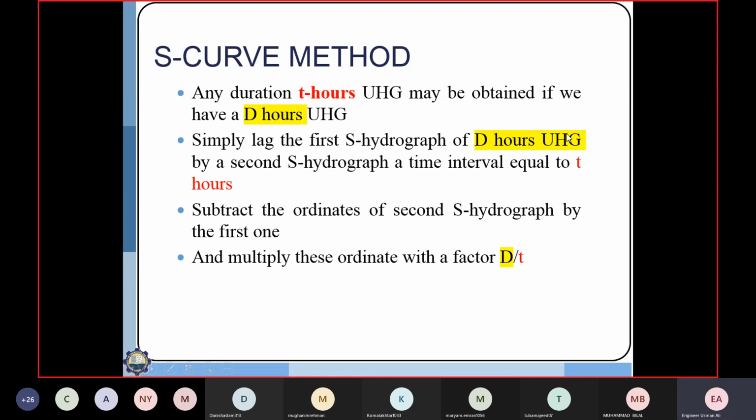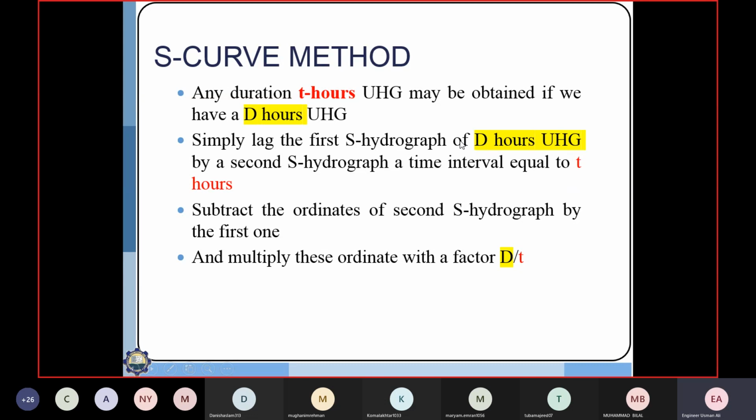So what you have to do? First of all, you have to make the D hour S curve, S hydrograph. You have to derive the S hydrograph, and then once you obtain the S hydrograph, ordinates of the S curve, then you have to take the offset of the S hydrograph, just like the offset of the unit hydrograph, by a time equal to T hours.